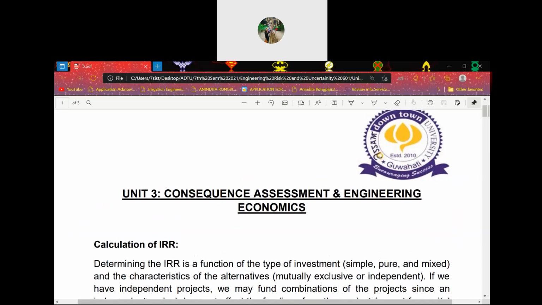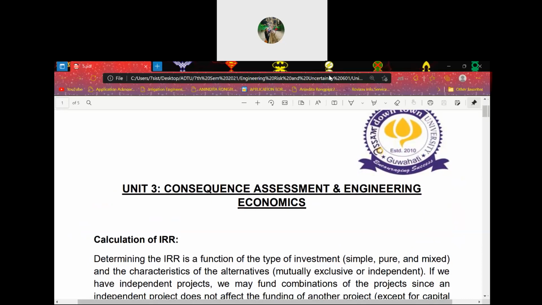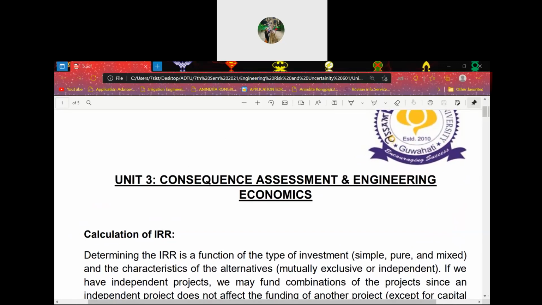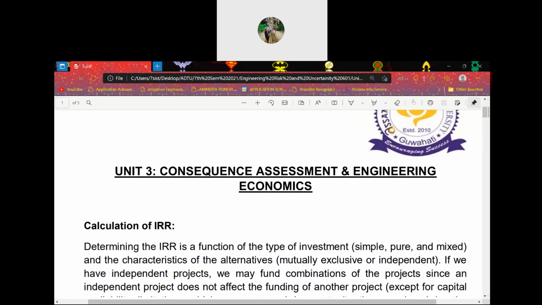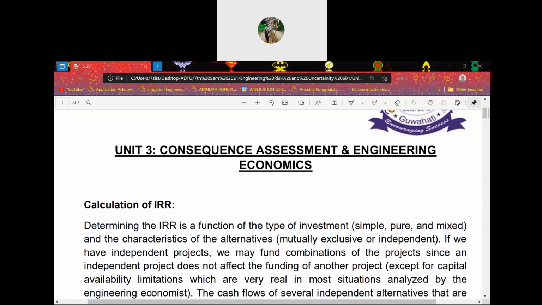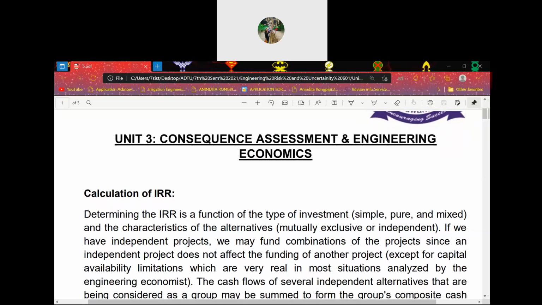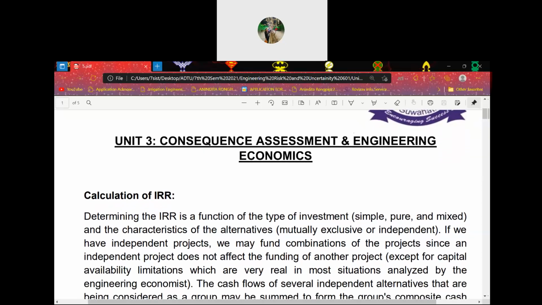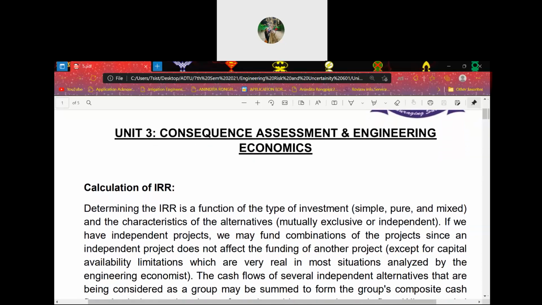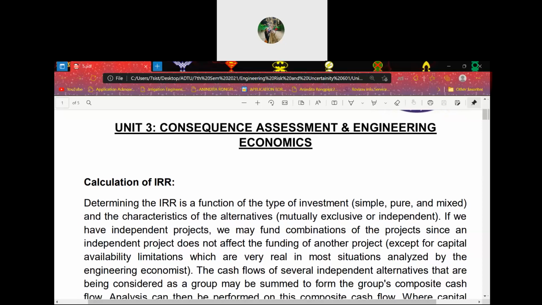Calculation of IRR. Determining the IRR is a function of the type of investment, that is simple, pure and mixed, and the characteristics of the alternatives, that is, being mutually exclusive or independent. If we have independent projects, we may fund combinations of the projects, since an independent project does not affect the funding of another project except for capital availability limitations, which are very real in most situations and are analyzed by the engineering economist. The cash flows of several independent alternatives being considered as a group may be summed to form the group's composite cash flow.